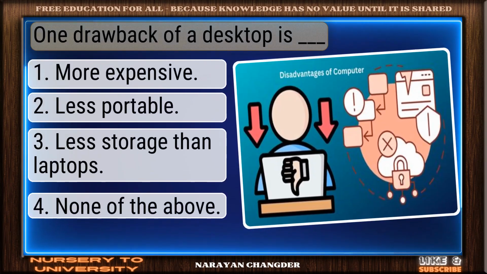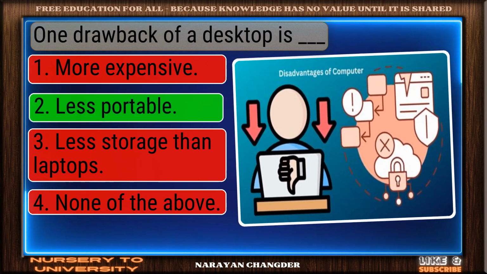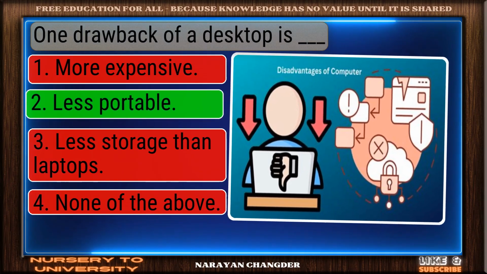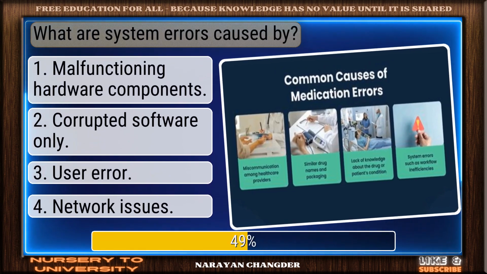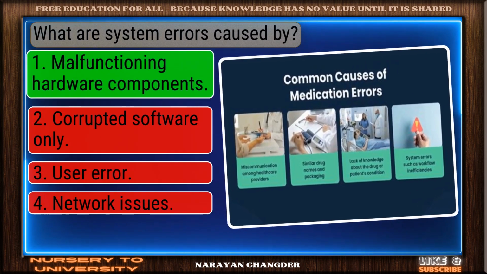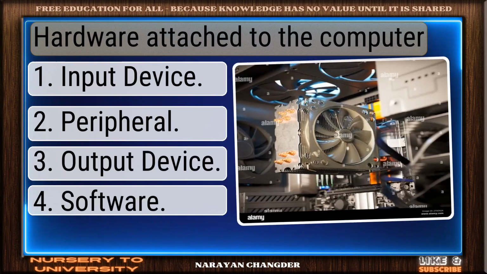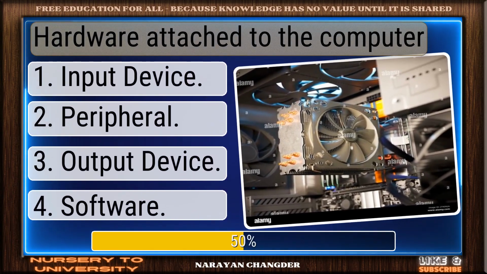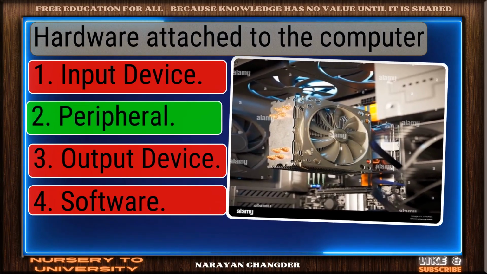One drawback of a desktop is dash. Excellent choice. Less portable is right. What are system errors caused by? Great job. Malfunctioning hardware components is accurate. Hardware attached to the computer. Correct. Peripheral is spot on.